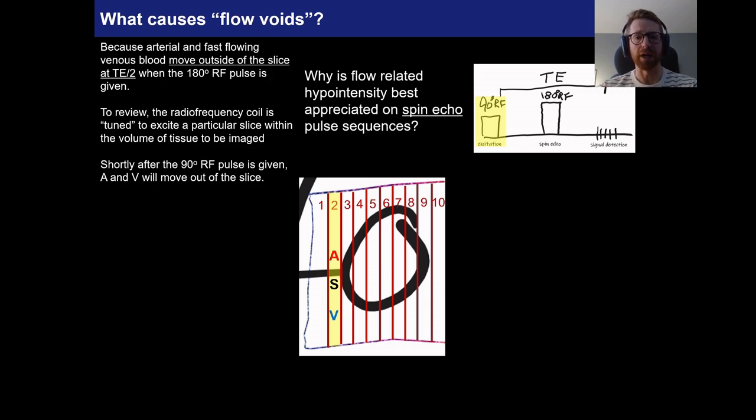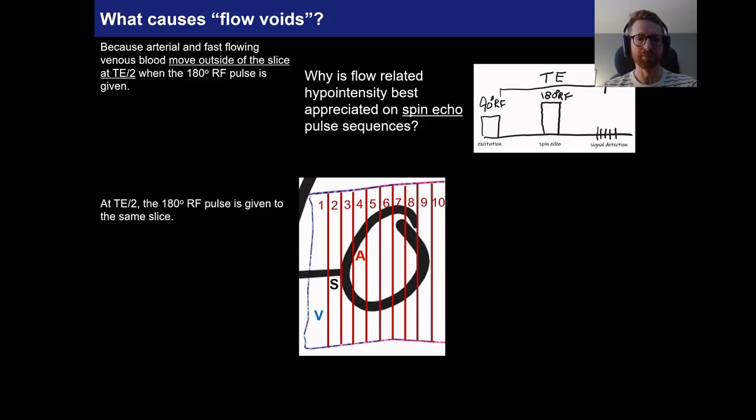Shortly after that 90-degree radiofrequency pulse is given, the artery and the venous blood are going to move out of the slice. Fine. At TE/2, the 180-degree radiofrequency pulse is given to the same slice. Why do we do that? That's how we generate the spin echo.